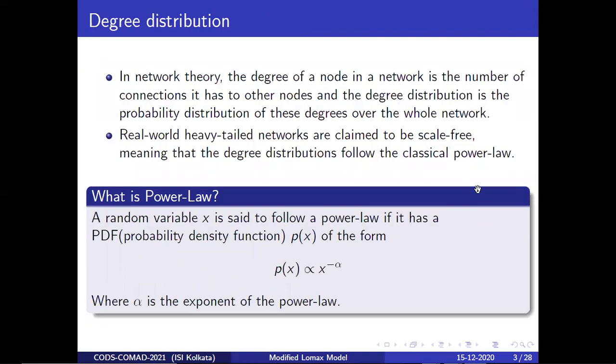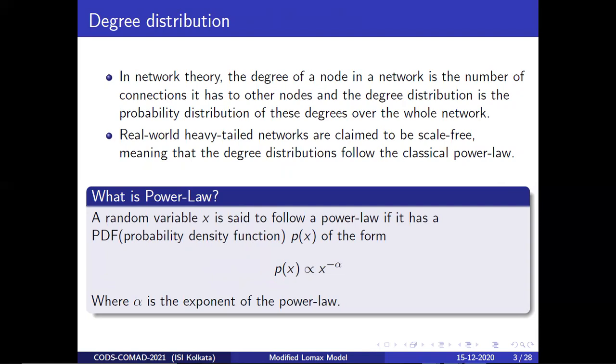In network theory, the degree of a node in a network is the number of connections it has to other nodes, and the degree distribution is the probability distribution of these degrees over the whole network. Now, if we observe closely, real-world heavy-tail networks, though claimed to be scale-free, in real scenarios do not follow power law distribution.